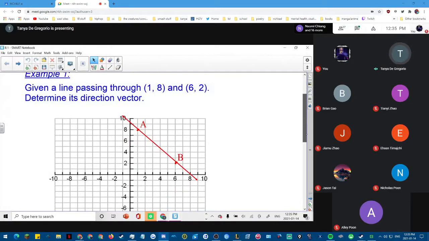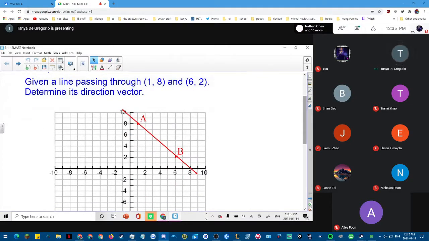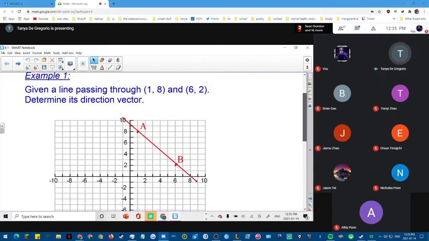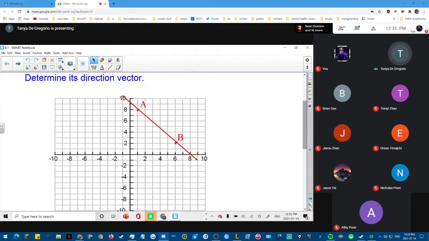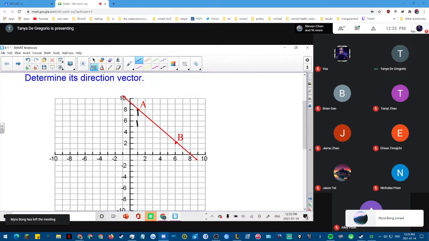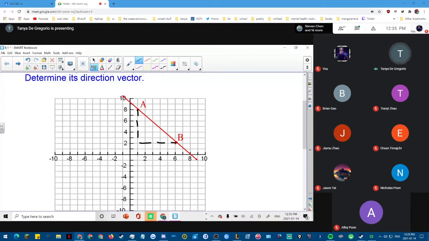That's passing through 1 comma 8 and 6 comma 2. So A is my 1 comma 8 and B is my 6 comma 2. Determine its direction vector. So what's a direction vector? Well, a direction vector essentially is the slope of the line. How do I get from A to B? What do I need to do to get from A to B?